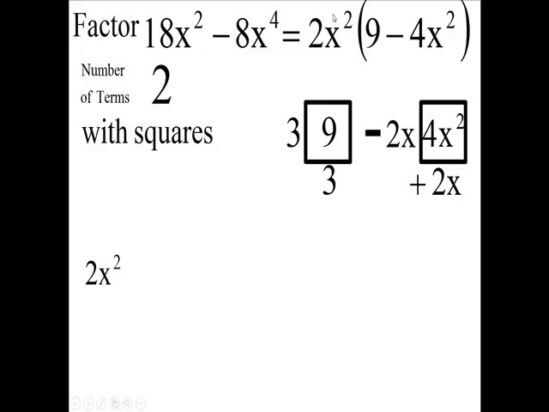Don't forget your 2x squared, but then when we factor this, we're going to get what? 3 minus your 2x, and then you're going to have the 3, and then what? Plus the 2x, because we had square numbers, didn't we?